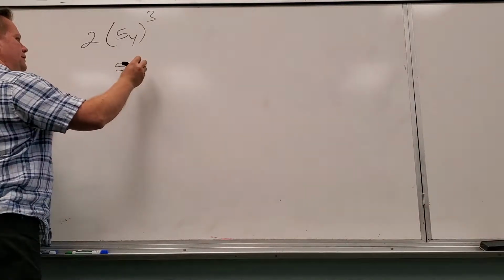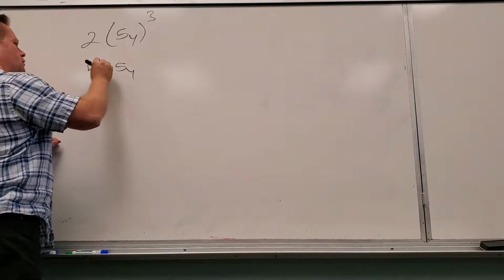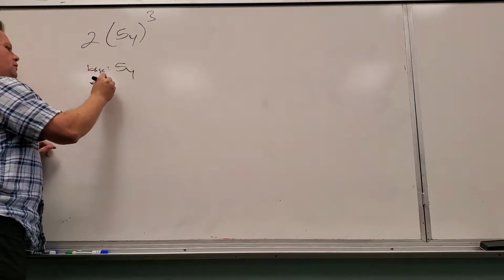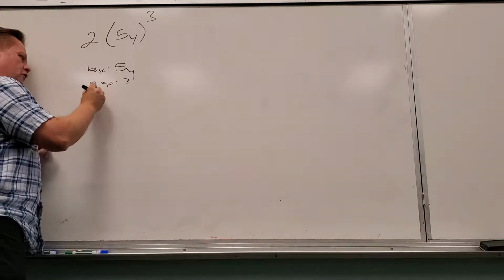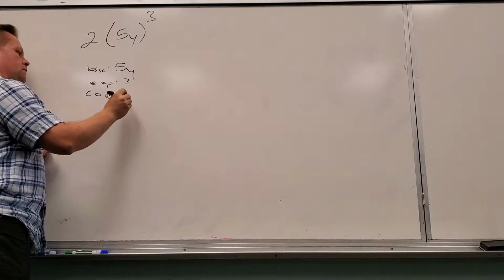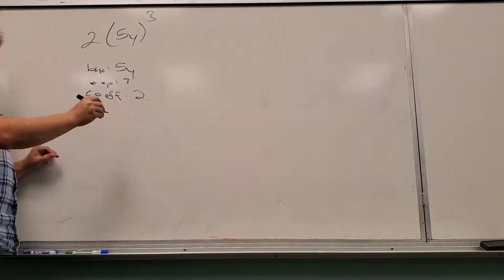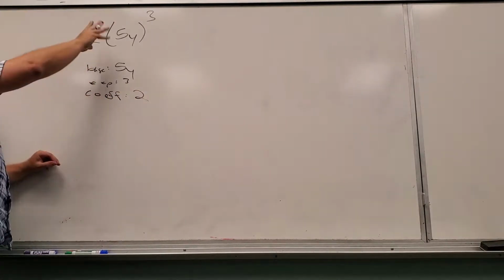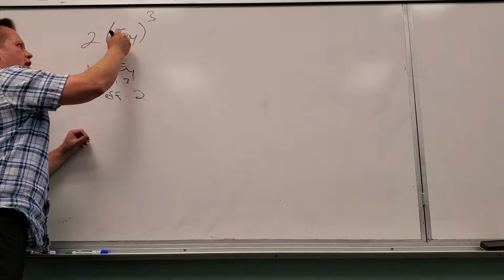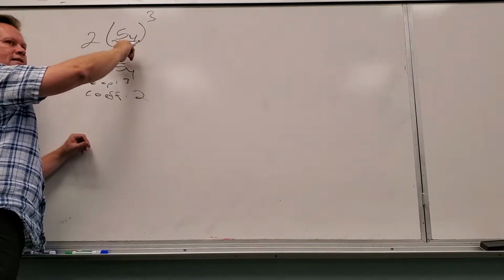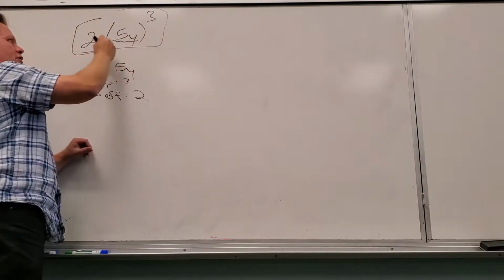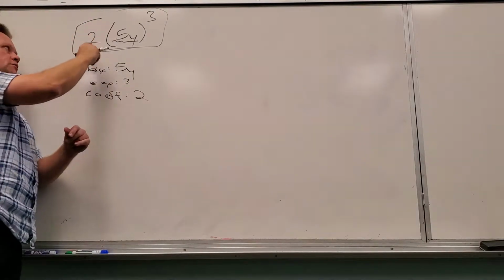Right. And officially, what's the exponent? 3. What is the coefficient? 5? No. 2. So that's kind of a messy one, because you could argue that 5 is the coefficient of what's inside, but what's the coefficient of this little term, the way it's written? 2.